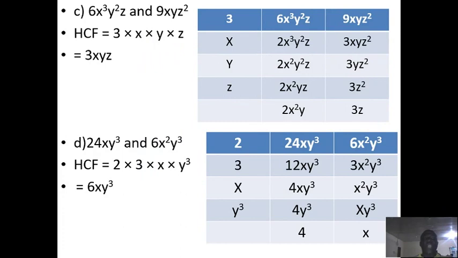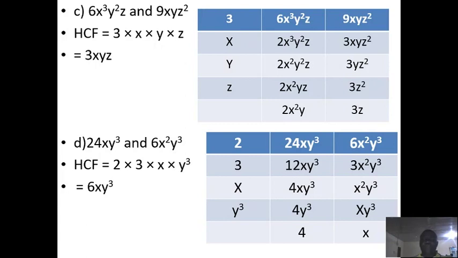So the next example you are looking at is what? 6x cubed y squared z and 9xyz squared. So when you divide through, you have that 3 can divide 6, and as well 3 can divide 9. So therefore we have 2x cubed y squared z, and we have 3xyz squared. So the next item that can divide through, because two numbers cannot divide them, because we have 2 and 3, which the two of them are prime numbers.